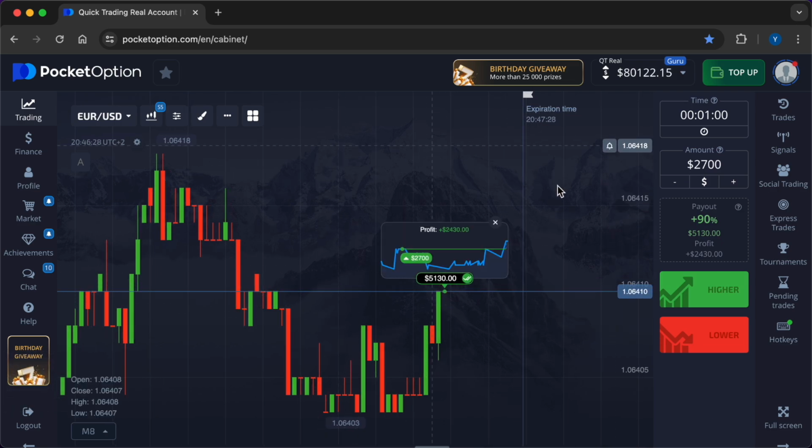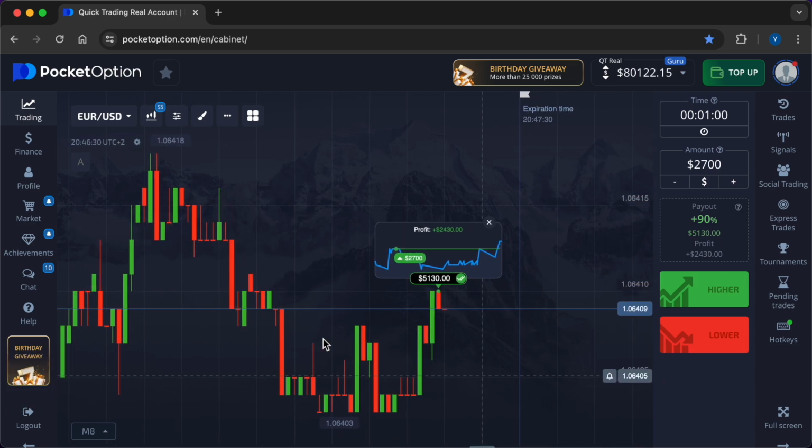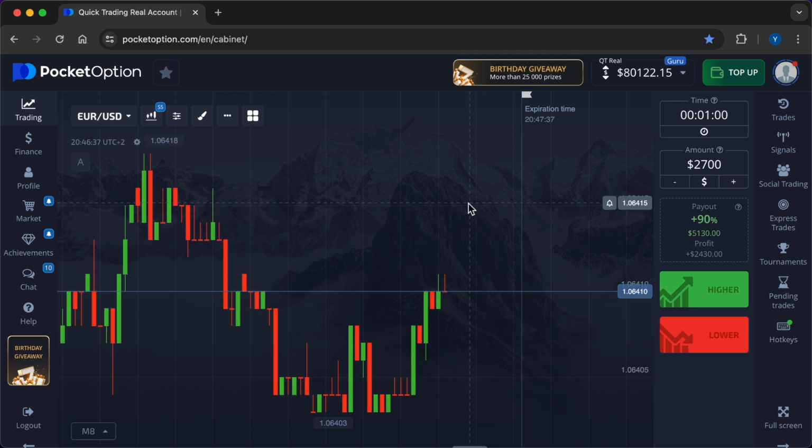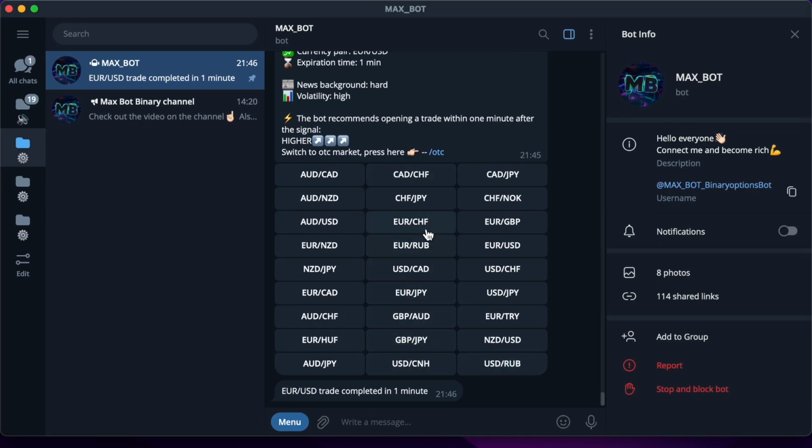At the last moment, the bulls broke through the resistance area, which means that the signal from the bot is accurate. $2,430 profit. Total profit for 5 deals, $8,400. A real turbo boost of the deposit took place.